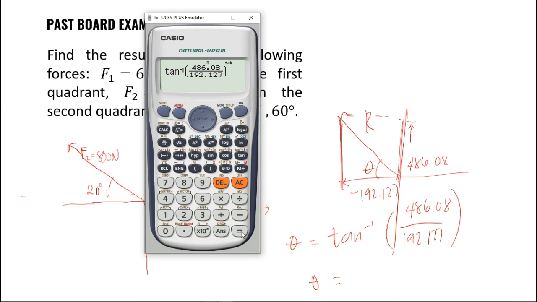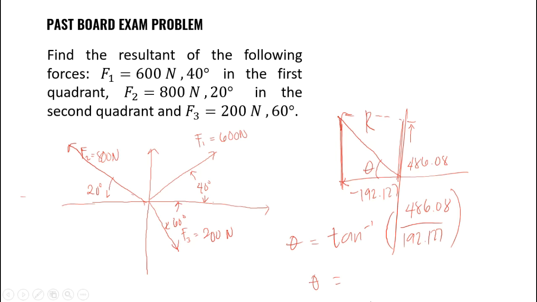So, this is 68.43 degrees from the second quadrant. So, when we put an angle, guys, we always indicate where we measured it. So, 68.43 from the second quadrant. Okay? From the second quadrant, that's where we measured it.